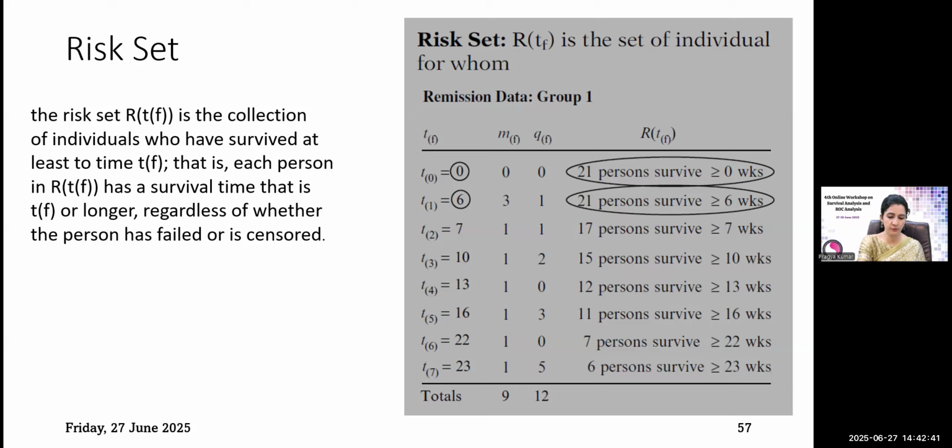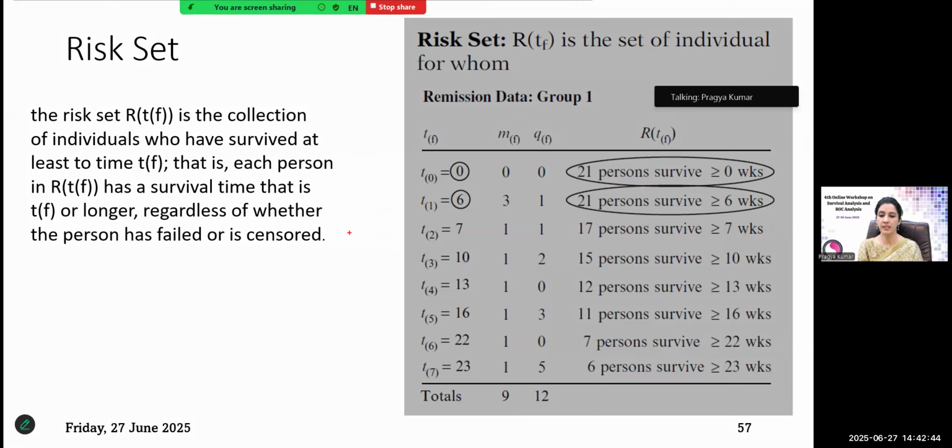If you see in this image, which I have again taken from Kleinbaum, this t is the survival time. This MF is the event, and this QF is the censoring. That means at time 0, there is no event and no censoring, and here we have started with 21 people. This is one example, where the event was time until remission for leukemia patients.